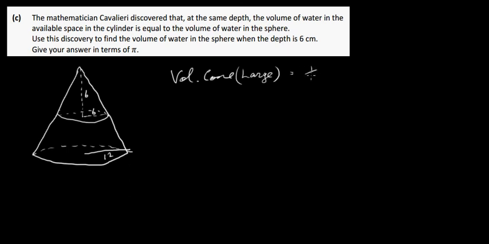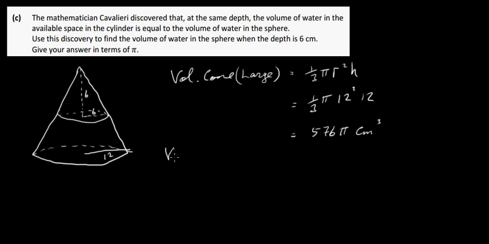The volume of a cone is 1/3 pi r squared h. So in our case we've got 1/3, we've got pi, we've got a radius of 12 squared, and the height of this cone is actually 12 as well. So it's going to be 12. So when you work all of that out, you get 576 pi centimeters cubed, because we're talking volume here.